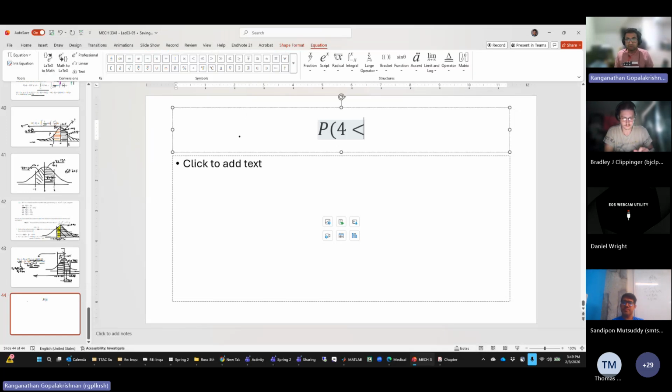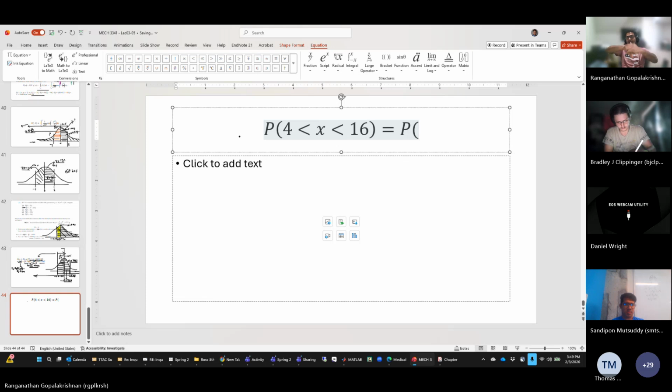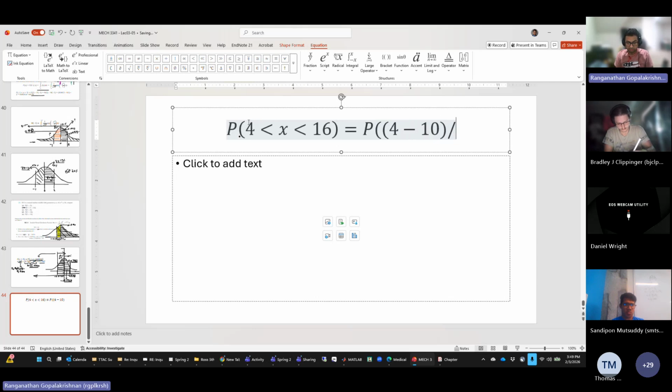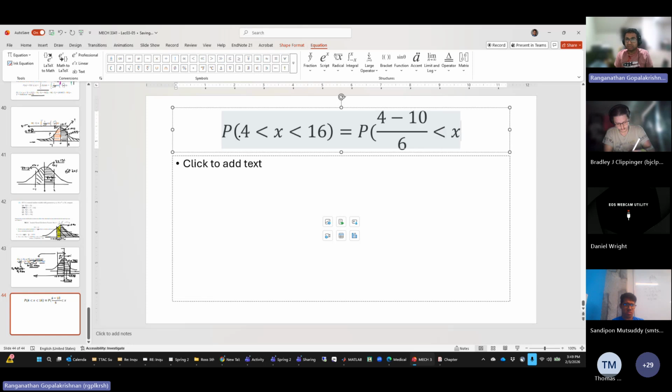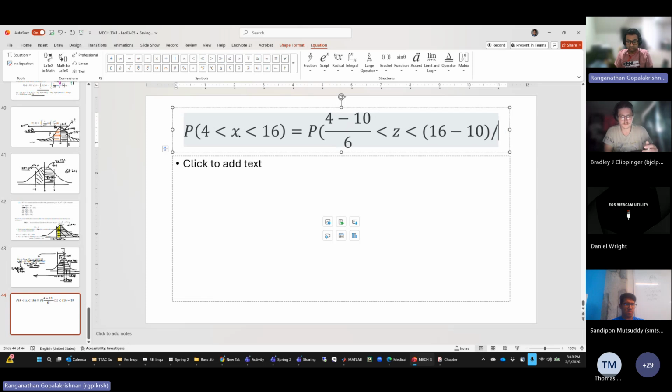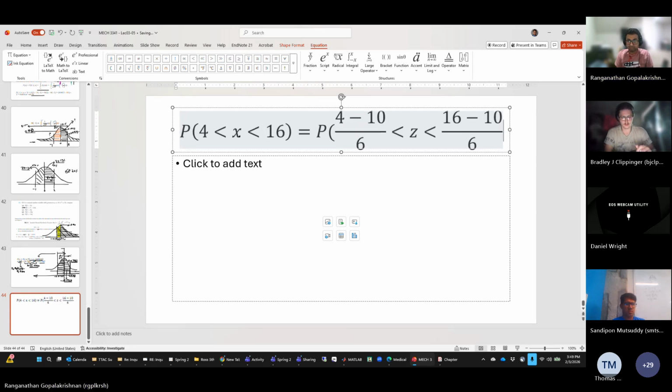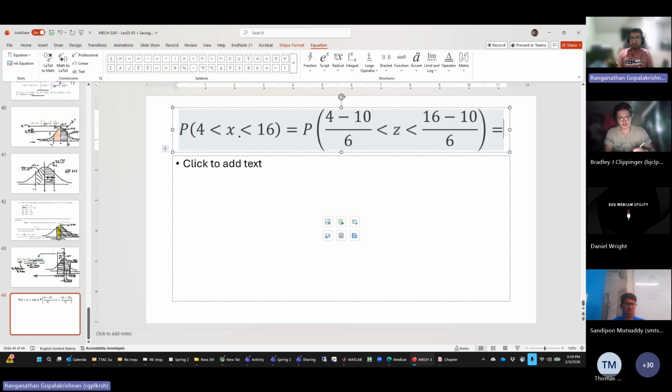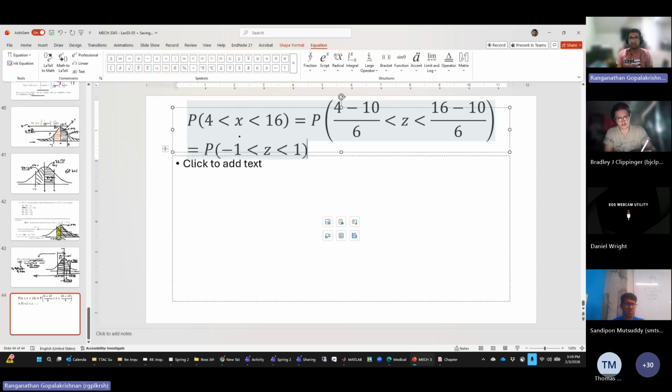X between 4 and 16. So immediately you can convert this to z. If x is 4, what is z? That's minus 1. So the probability of (4 minus 10)/6 less than z less than (16 minus 10)/6, or probability of minus 1 less than z less than 1.